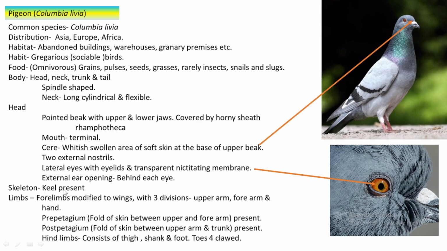The skeleton has the sternum, and the sternum has the keel. Regarding the limbs, the forelimbs are modified into wings, and the wings can be divided into three parts: upper arm, forearm, and hand. Three divisions are possible.